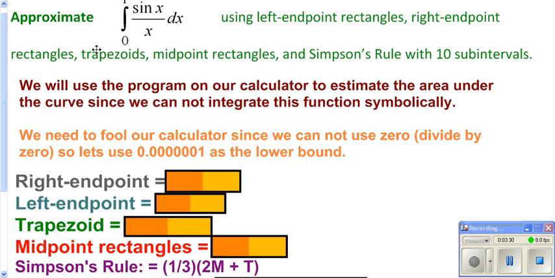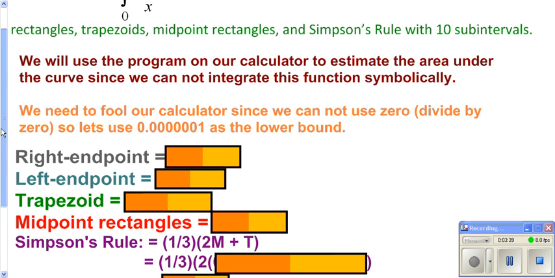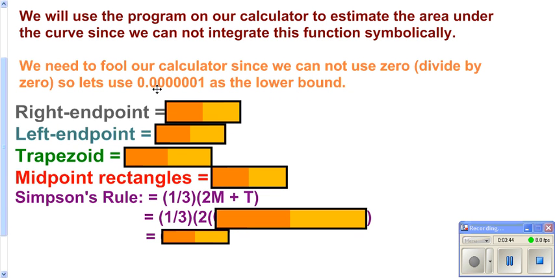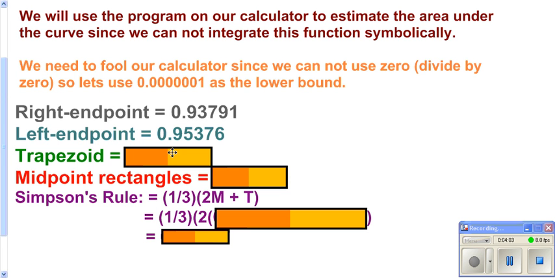Now, if we plug in 0 when we run our program, it's going to give us a divide by 0 because it's going to try to put 0 in here, and you know you can't divide by 0. So for the most part, we're going to go ahead and try to fool our calculator. We're going to put our lower bound in being 0.0000001, with our upper bound still being 1. Our number of divisions is still 10. When you do that, you should get your right endpoint to be this, your left endpoint to be this, your trapezoid to be this.